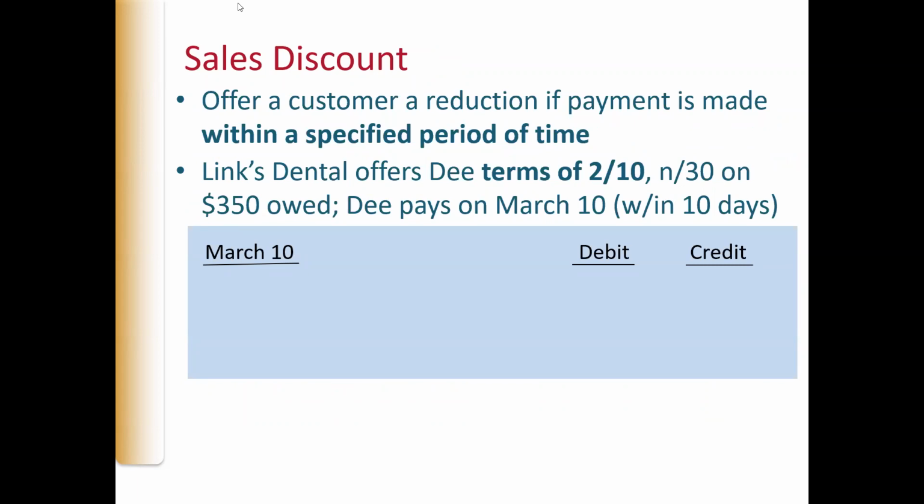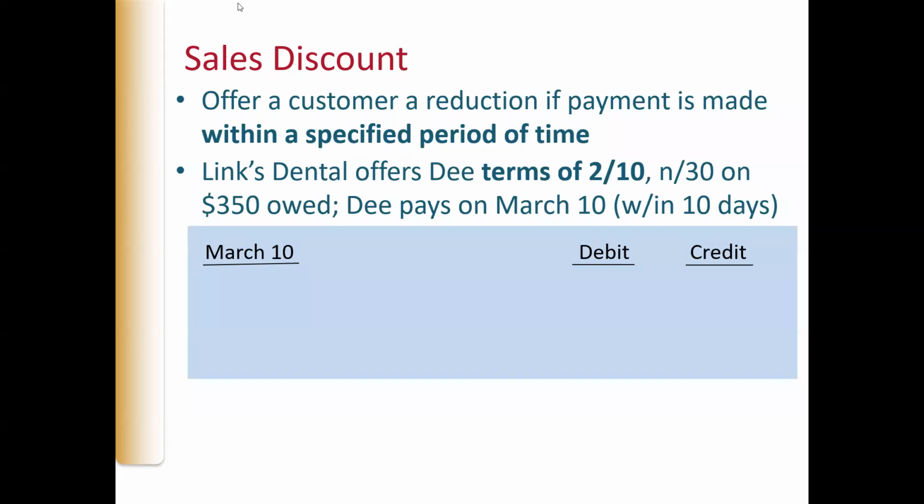Now, we've got something called sales discounts. So we talked about trade discounts, we have returns and allowances, and now we have what's called a discount. In this case, there's an offer to a customer. You say to the customer, if payment is made within a specified period of time, you will get a discount. So Link Dental offers D terms of 2/10, net 30 on the $350 DOs. What that means is if you pay within 10 days, you will get a 2% discount. Otherwise, we want you to pay the entire balance in 30 days.